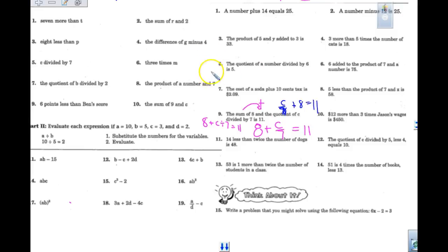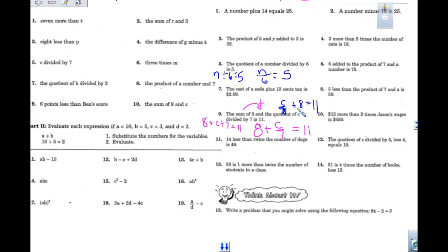So I look at number 5, it says the quotient of a number divided by 6. N divided by 6 equals 5. Oh, can I write it this way? N divided by 6 equals 5. Same thing as I'm looking at those, right?